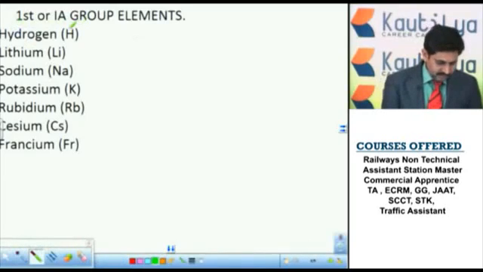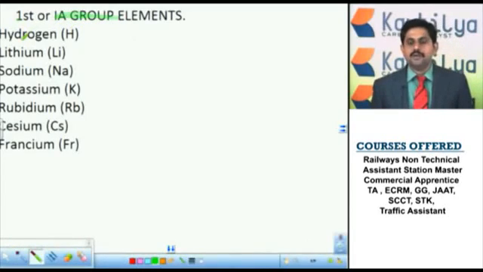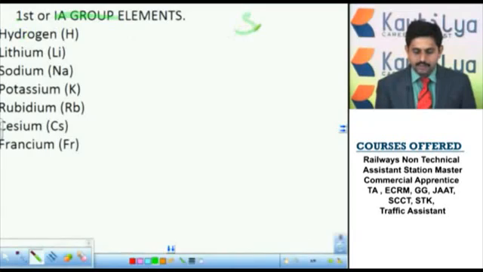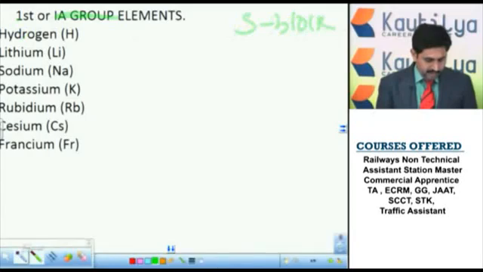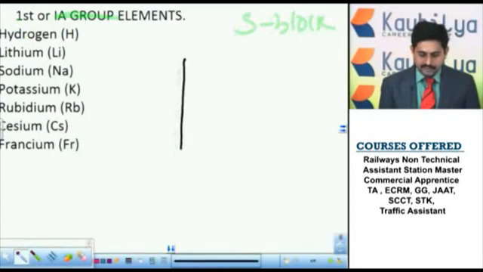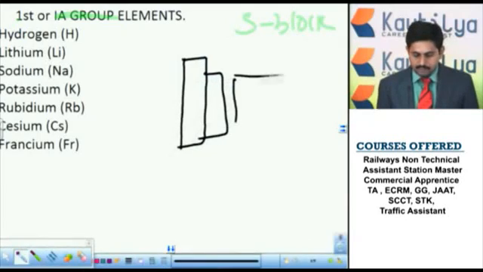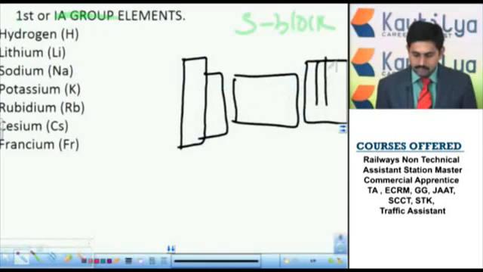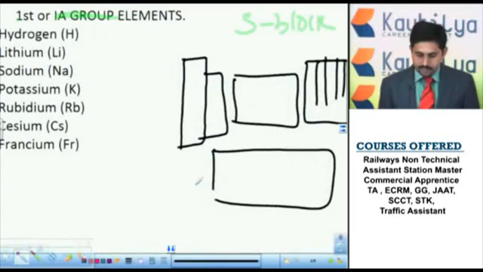First group elements are also called the 1A group. These first group elements belong to the S block, right? In the periodic table, we have four blocks. These two are called the S block, this is the D block, this is the P block, and this is the F block.